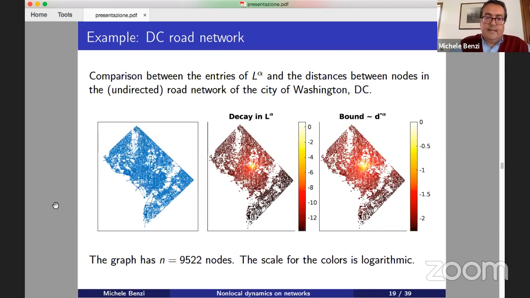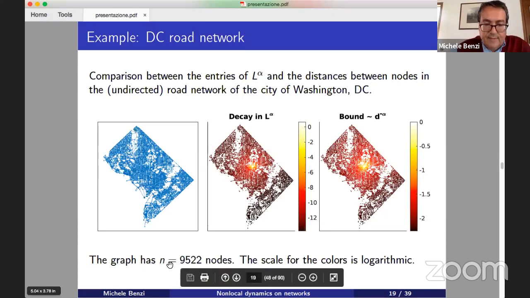So let's look at an example to see if the bounds capture the actual behavior of the entries of the fractional Laplacian. Here we look at a graph which consists of the road network of the city of Washington, D.C. It's a graph with 9,522 nodes. It's actually a part of it, I guess. So this is the graph.